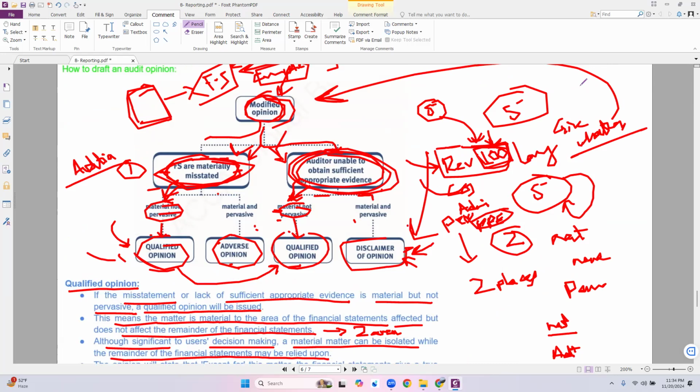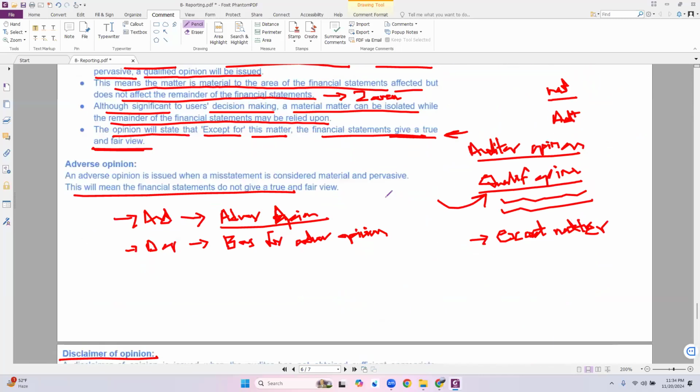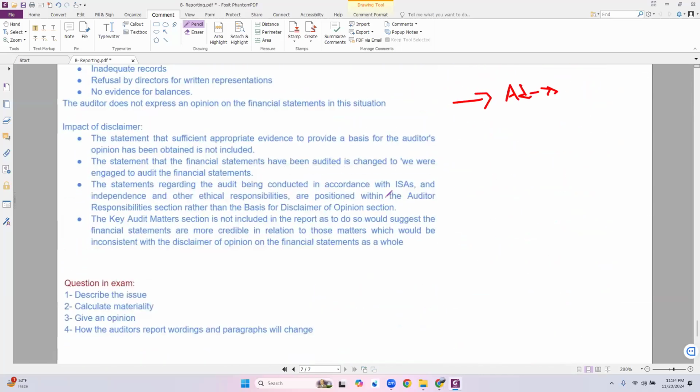Understood? Great. Now let's come towards this and read the final thing that is important for you within disclaimer of opinion. This is very important and you need to learn this as well. I'll explain it and don't write it down because it is written within the notes. Learn it from here. The statement that sufficient and appropriate evidence to provide a basis for the auditor's opinion has been obtained is not included. So basically, remember this.